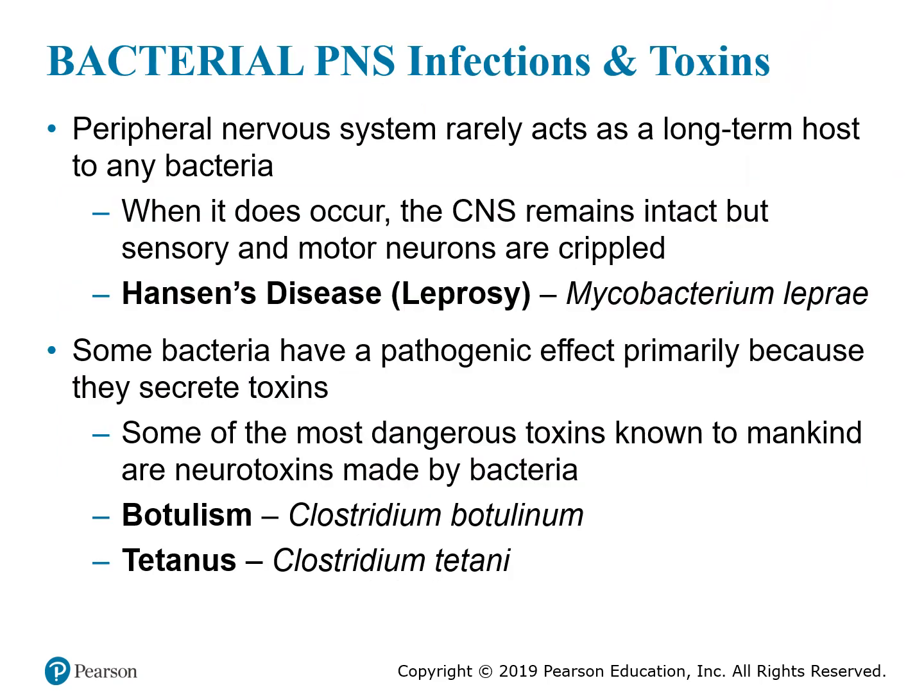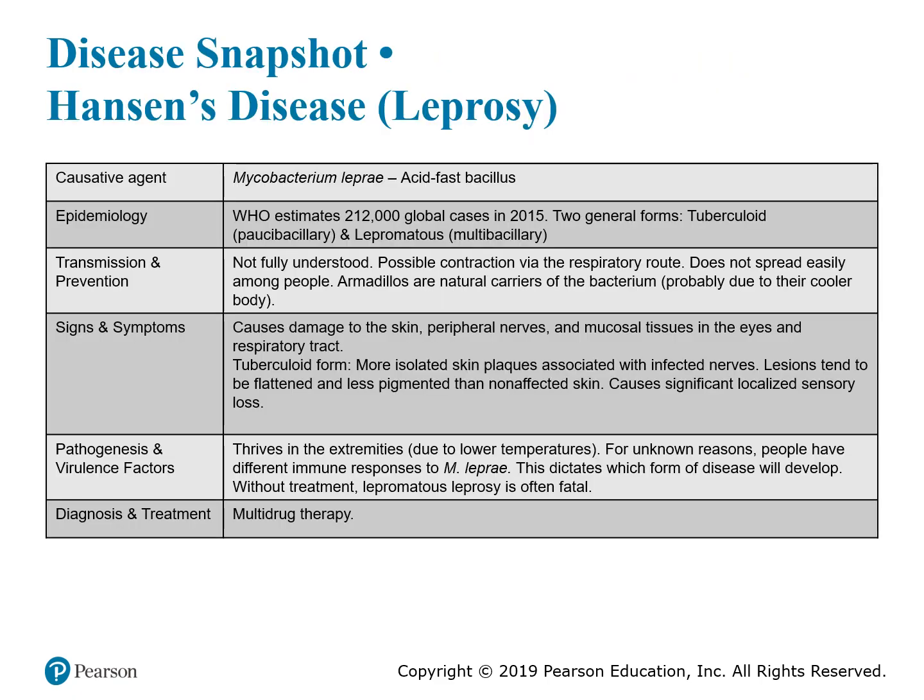Peripheral nervous systems can also become infected. With this one, we're looking at something like leprosy. And then you've also got some bacteria that have a pathogenic effect because of their toxins. With these, we're looking at some of these neurotoxins that are produced that would cause botulism or tetanus. With leprosy, we're looking for the Mycobacterium leprae, which is an acid-fast bacteria.